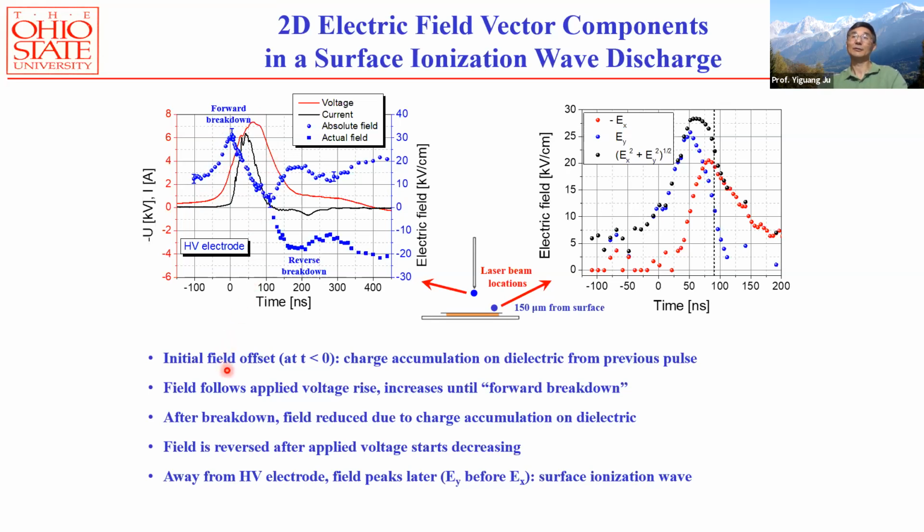And as you can see, after the applied voltage rises, the voltage still continues to grow. And the electric field becomes reversed, a reverse electric field, and after that the breakdown. You can also see that if you measure the electric field in the x direction and the y direction, their magnitudes are different.